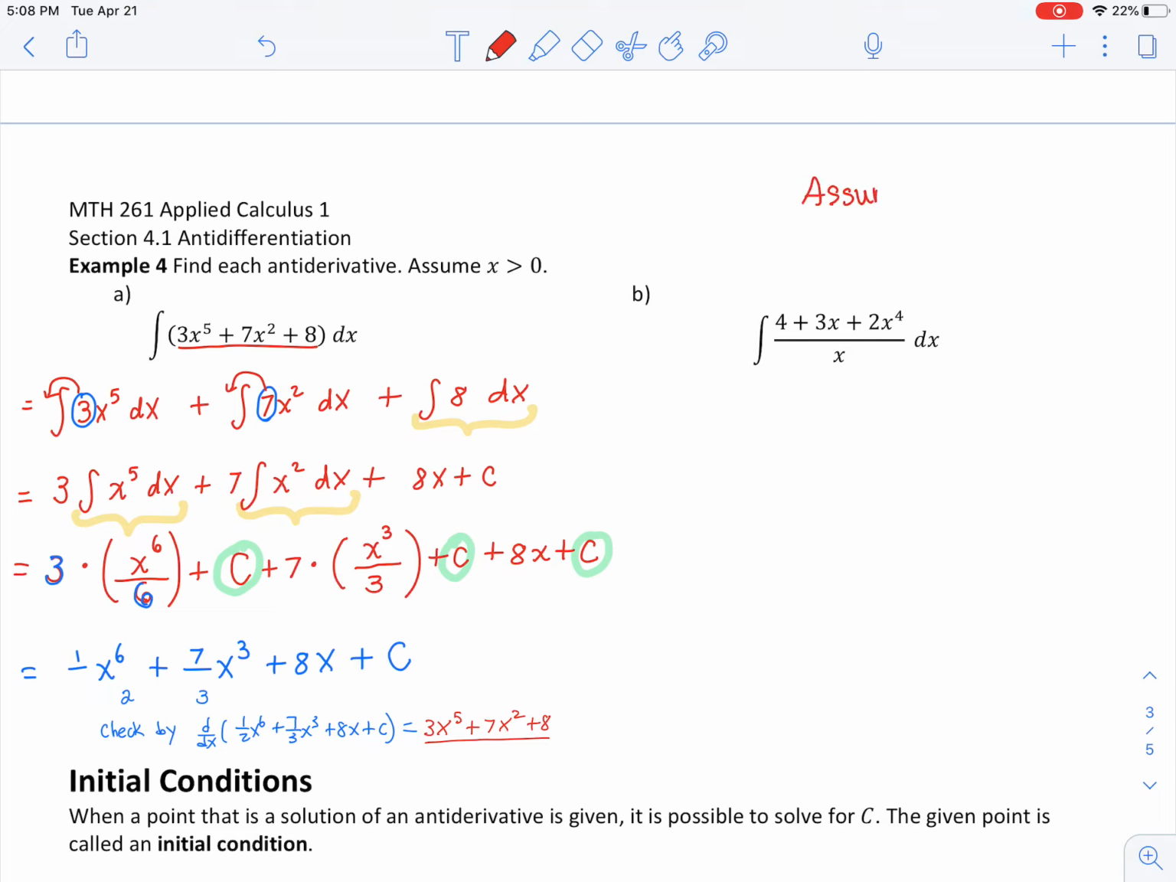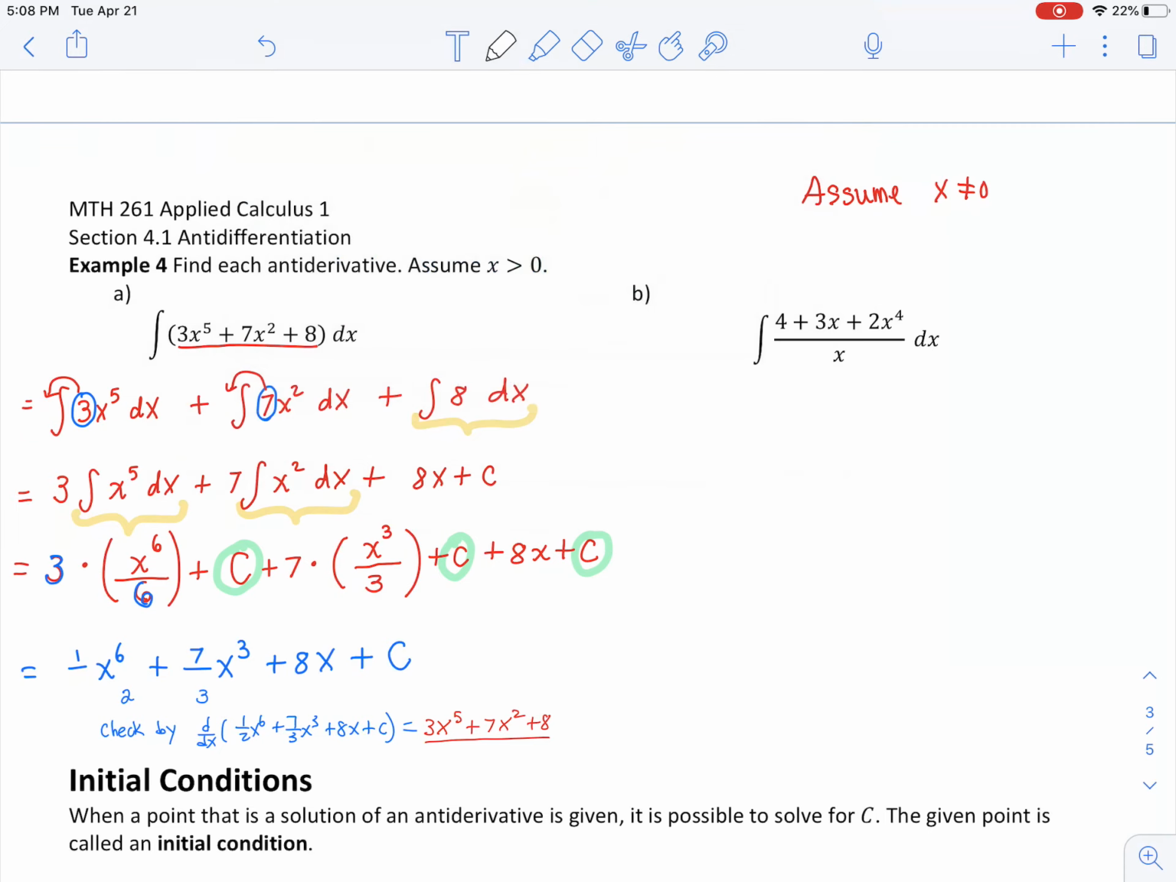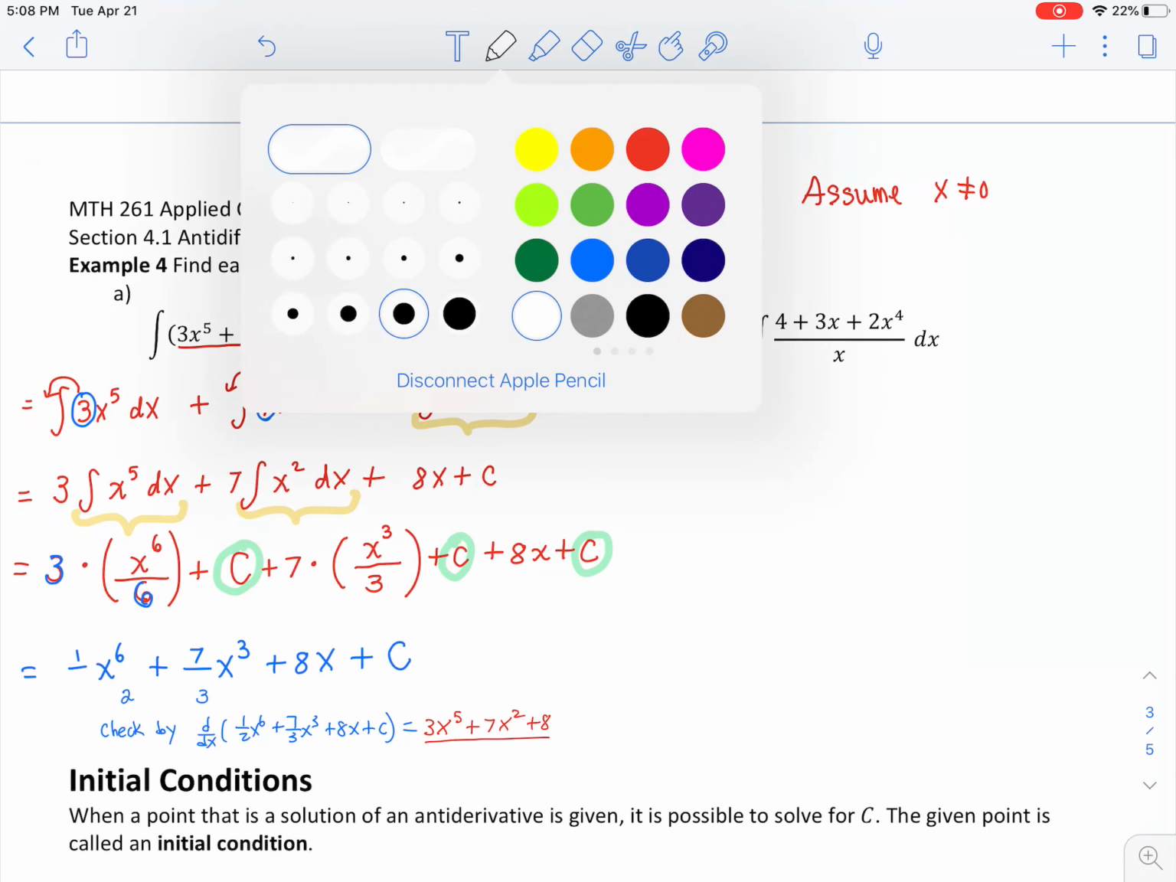Now, let's do the very last one. Okay, B. Now, they did say assume x is greater than 0. They needed to give me that because they really didn't need to give me that. They could have just said assume x does not equal to 0. I'm going to go with that. Yeah, I'm going to delete this.